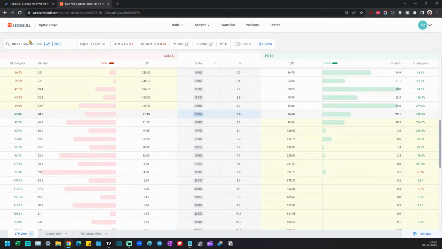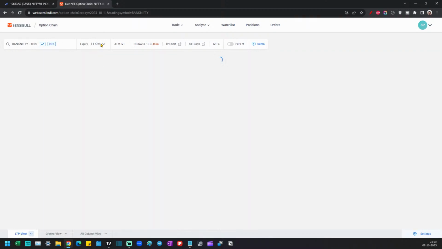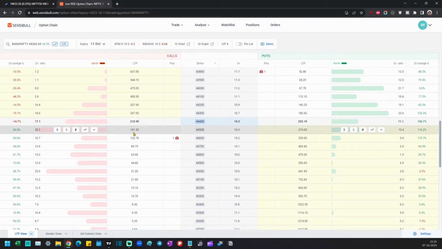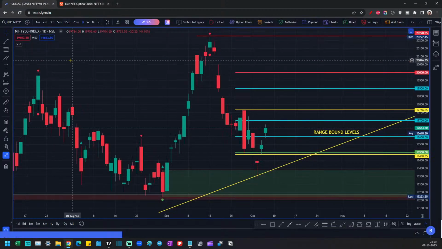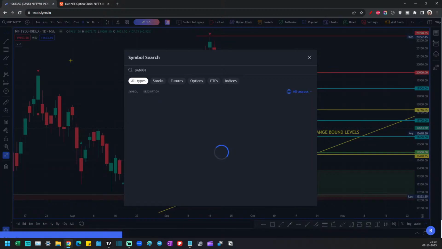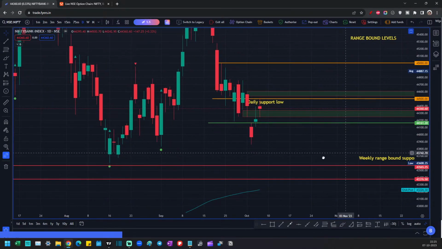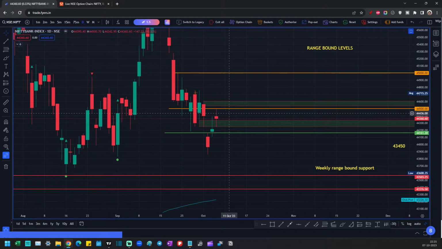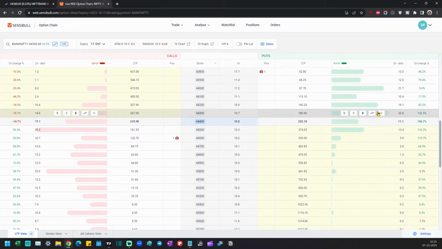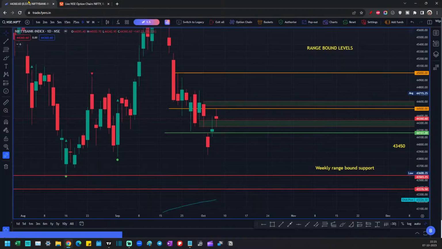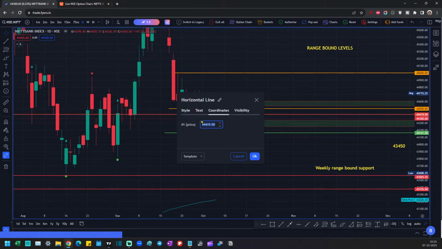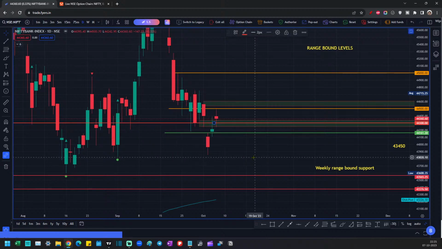Now, if I shift over to Bank Nifty, what is going to happen for Bank Nifty on Wednesday? The highest call writing is at 44,500. Let me delete this. 44,500 is the highest resistance for Bank Nifty. The support is at 44,300. I would mark 44,300 as the highest support for Bank Nifty.